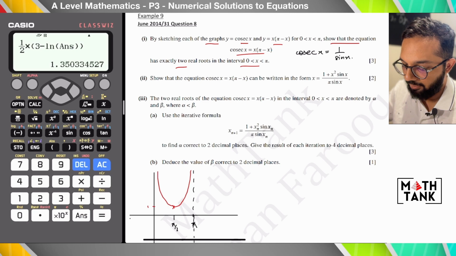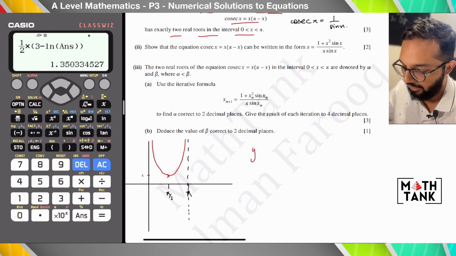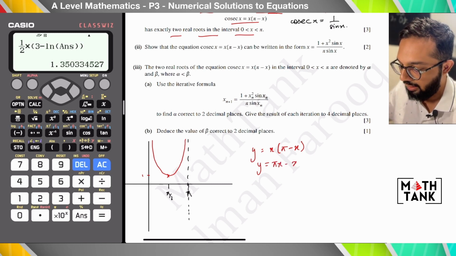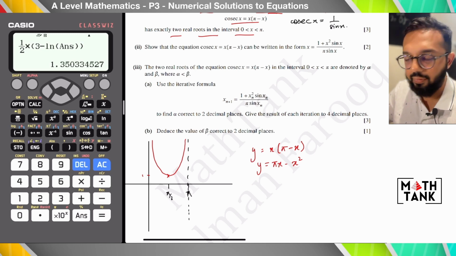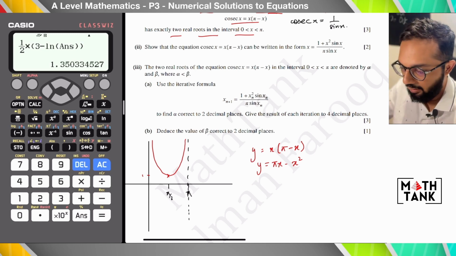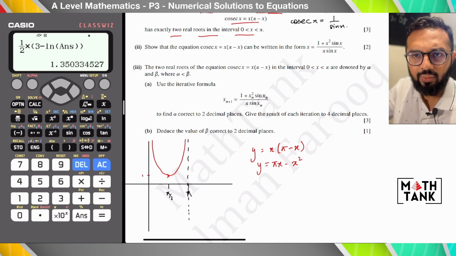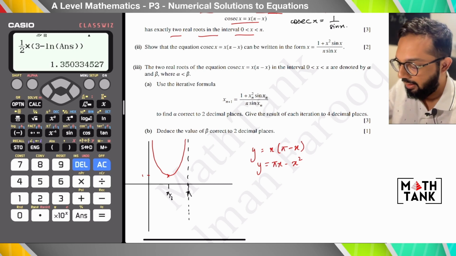Now, I want to show you that there are two roots in the interval. I want to draw this graph. Now, this graph is a little tricky. It says x(pi minus x). I don't know the nature of this graph, but when I expand it, I see that this is actually a quadratic graph. A quadratic graph needs to have a turning point. It also needs to have x-intercepts.